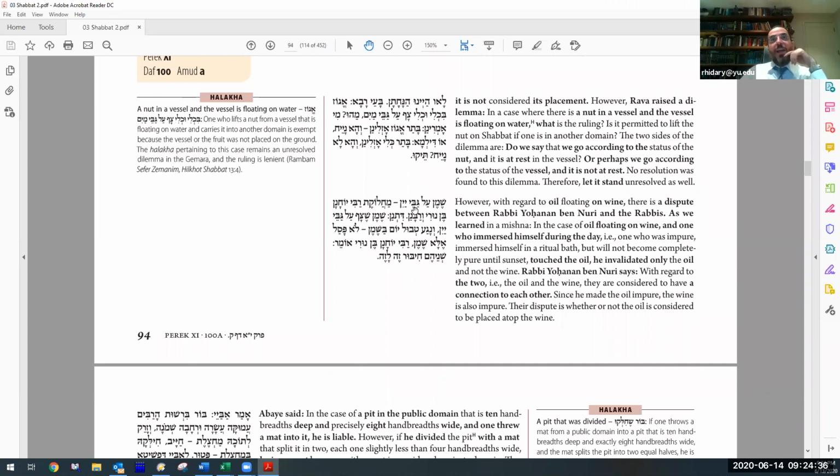Shemen al gabe yayin machloket Rabbi Yochanan ben Nuri v'Rabbanan. Okay, now I have oil floating on top of wine. So what is that considered? Which one would that be? Would that be like water and water? Is it all liquid? And so, yeah, that's how it lands. Or are they considered separate substances because they don't mix together? Is it more like the nut? Well, it depends on the machloket between these two sages, between Rabbi Yochanan ben Nuri and Rabbanan.